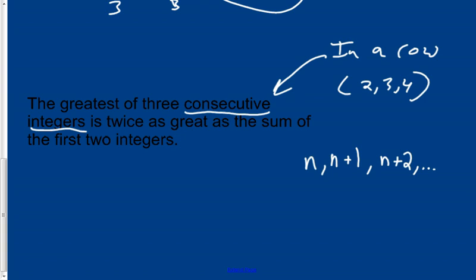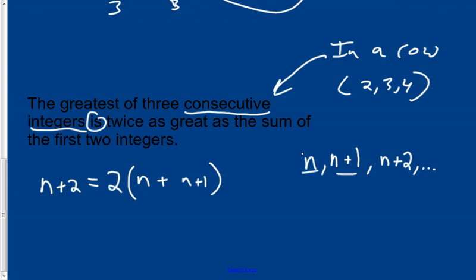So let's just say this, the greatest of 3 consecutive integers. So the greatest one, they have to be 3 in a row. So like this. The greatest one would be the n plus 2. So we're going to say n plus 2. Is, that's our equals, twice as great, so I'm going to do 2 times something, as the sum of the first 2 integers. So the first 2 integers add together. The first one is n plus, and the second one is n plus 1.